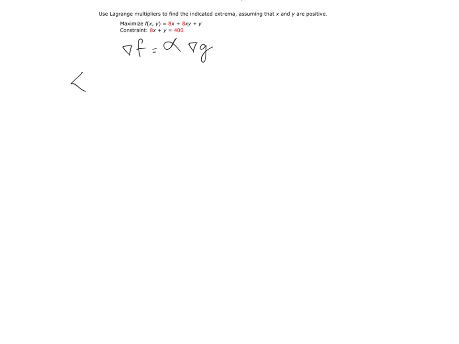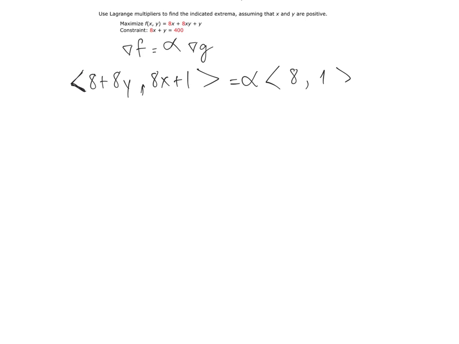So for the gradient for the maximize equations, you would get 8 plus 8y. This is your partial with respect to x, and then your partial with respect to y would be 8x plus 1. Okay, and then you have alpha multiplied by the gradient for the constraint functions, which with respect to x, you would get 8 and 1 for y.